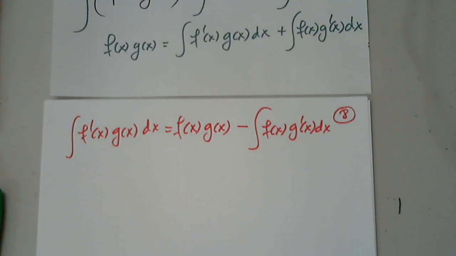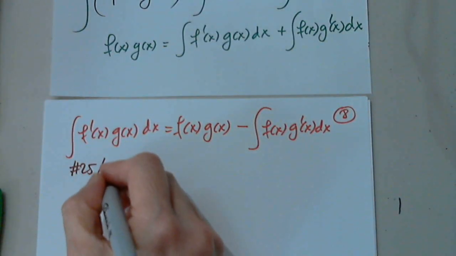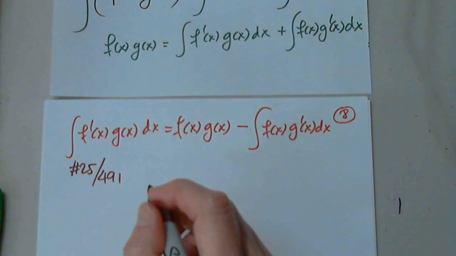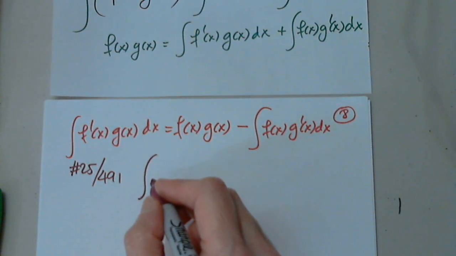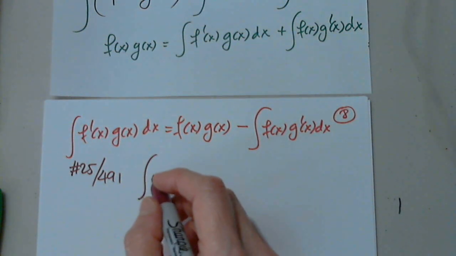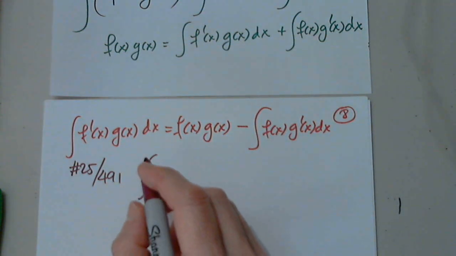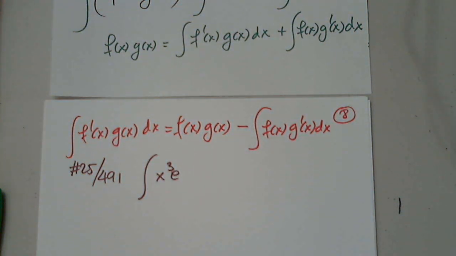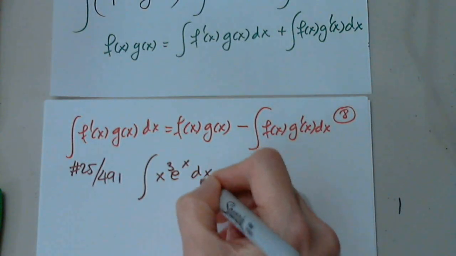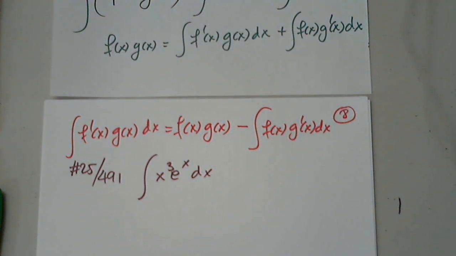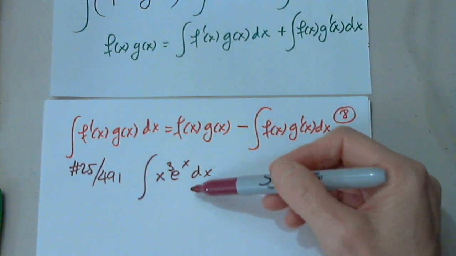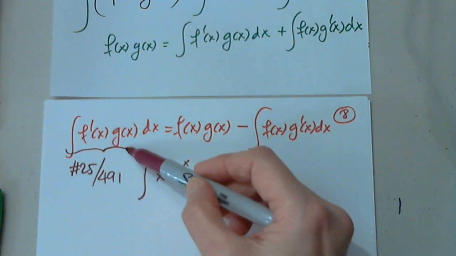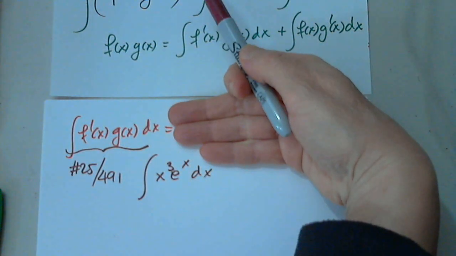Okay, I would like to start with 25 on page 491. It's the integral, I'm changing z into x, it's easier for me to write. Forgive me for that. So it's x to the third times e to the x dx. Good. So this integral has to be this. So then I can apply the method.